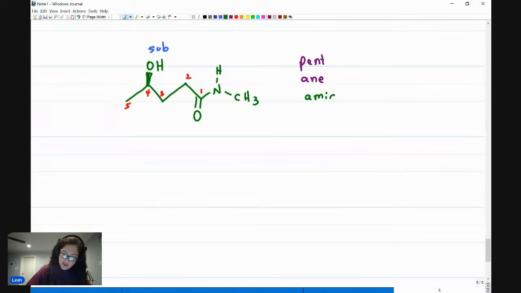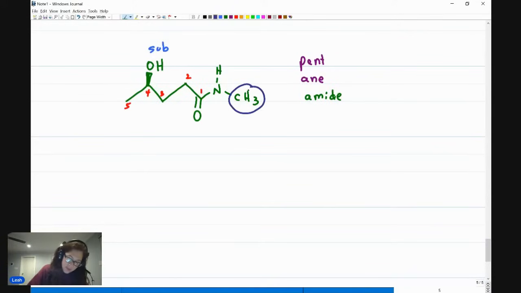So I have a last name of amide. And I don't need to put a 1 because the amide is automatically going to be at carbon number 1. And that means it's self-understood. I don't have to put that here. All right, so what do we have for substituents?